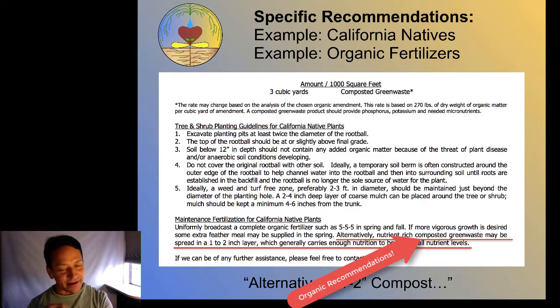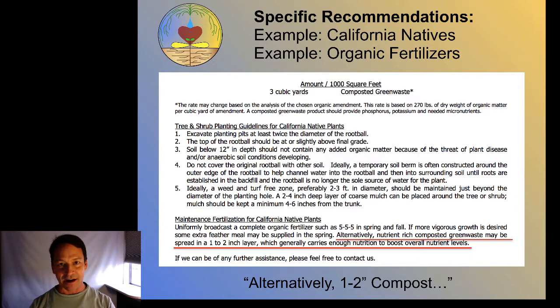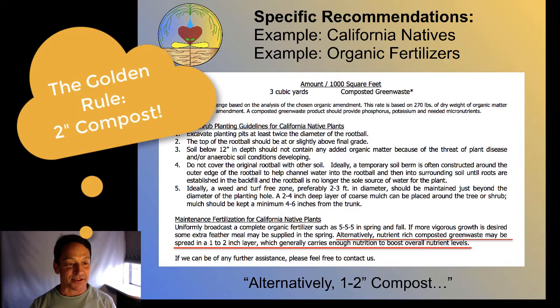Interesting, though, that you can also ask for maintenance recommendations. Here they're talking about some extra feather meal, but under red here, alternatively, nutrient-rich composted green waste may be spread in a 1 to 2 inch layer, which generally carries enough nutrition to boost overall nutrient levels. So that's kind of the golden rule here: 2 inches of compost solves almost everything. And it's recommending here 3 cubic yards of composted green waste per 1,000 square feet.